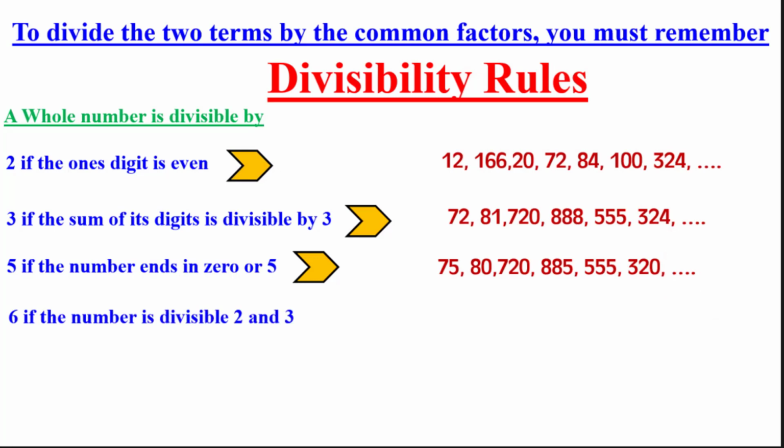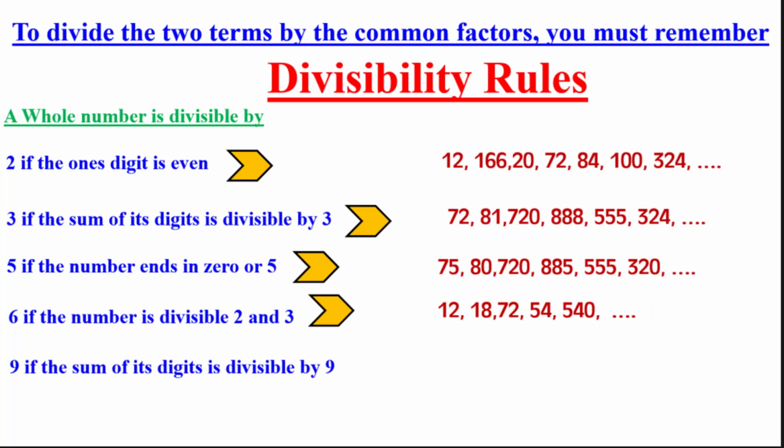Divisibility by 6: the number is divisible by 6 if it is divisible by 2 and 3 at the same time, like 12, 18, 72, 54, and 540. For example, 54 is divisible by 2 because it's an even number. And 54 is divisible by 3 because the sum of its digits is 9, and 9 is divisible by 3. So this number is divisible by what? By 6. And we studied before, 54 divided by 6 equals 9, because 6 times 9 equals 54.